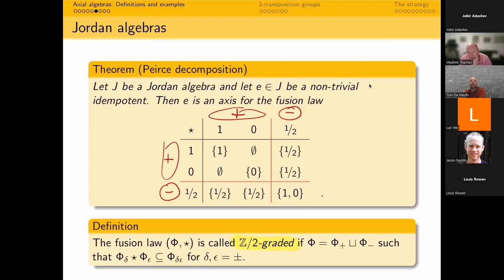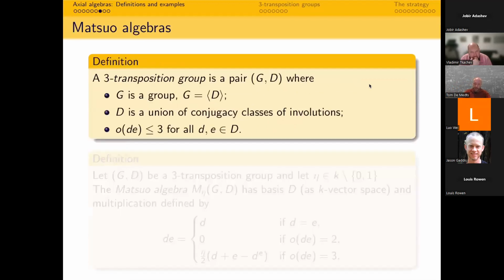And this is really going to be crucial. The fact that your fusion law has this grading really gives you a lot of interesting homomorphisms of the algebra. I will come to that in a minute. So these Jordan algebras are really nice from that point of view.